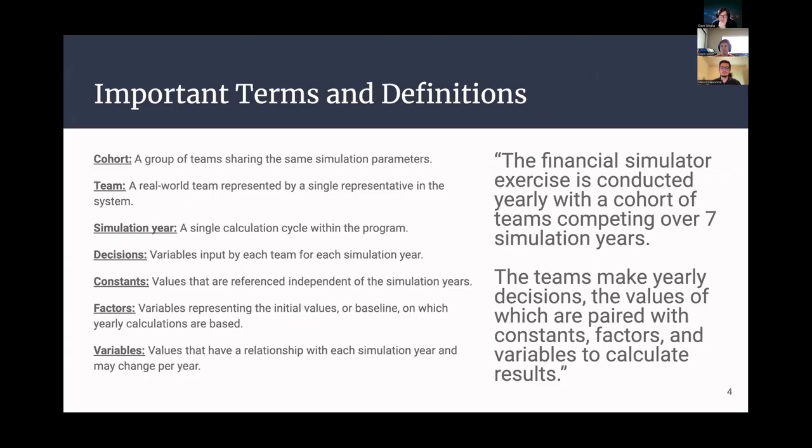Important terms and definitions that we're going to use throughout this presentation. A cohort is a group of teams sharing the same simulation parameters. A team is a real-world team represented by a single representative in the system. A simulation year is a single calculation cycle within the program. Decisions are variables input by each team for each simulation year. Constants are values that are referred independent of the simulation years. Factors are variables representing the initial values or baseline on which yearly calculations are based. Variables are values that have relationship with each simulation year and may change per year.